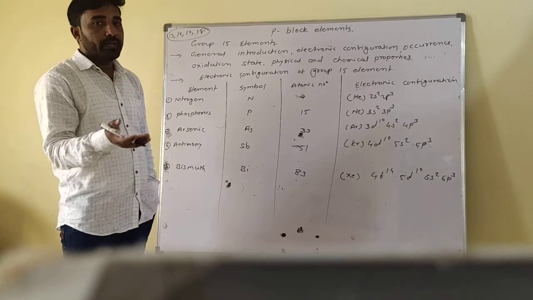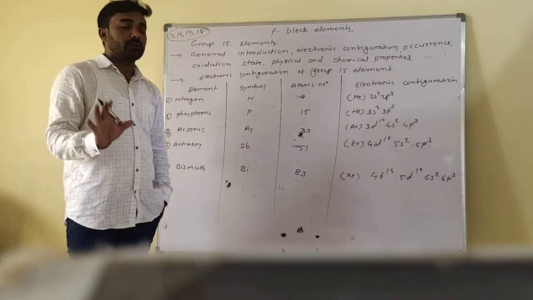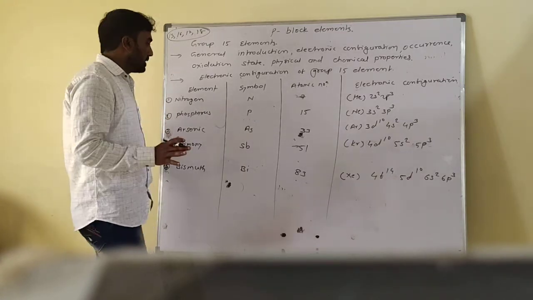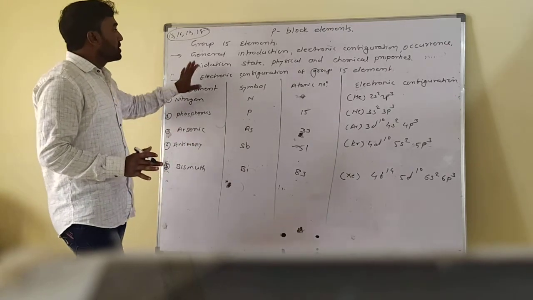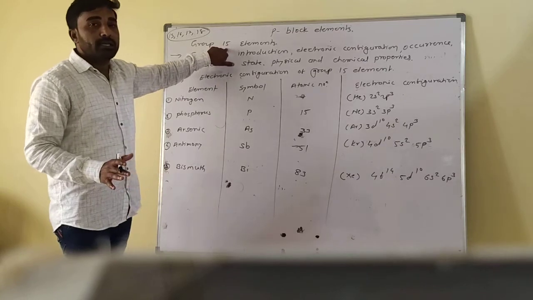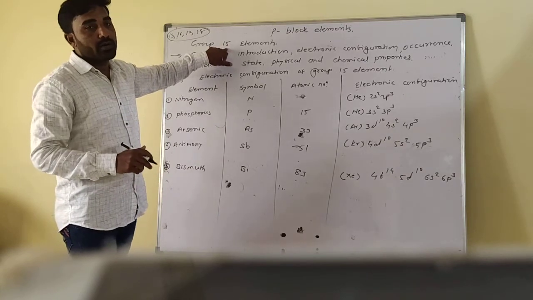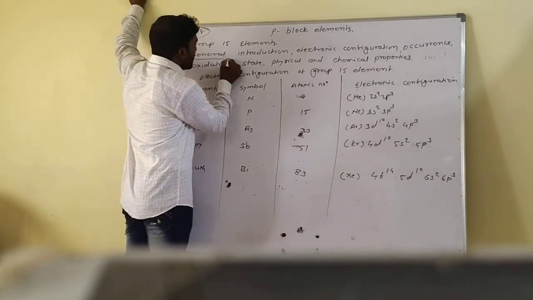Now, group 15 has 5 elements: nitrogen, phosphorus, arsenic, antimony and bismuth. For the detailed study of the group 15 elements, the first point is the general introduction.